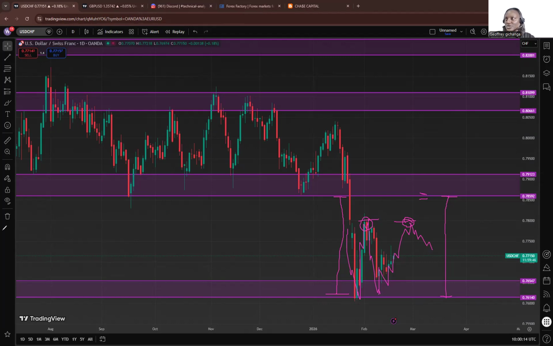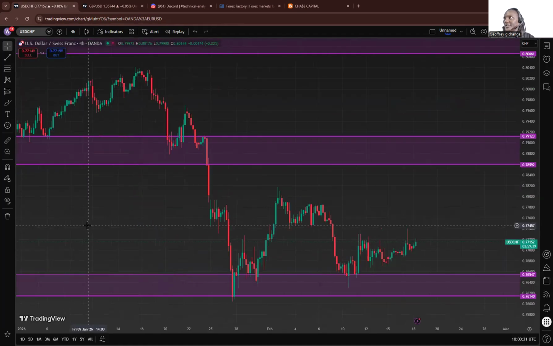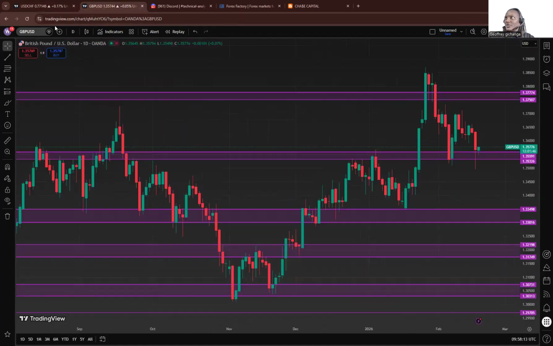Now, these on the daily, I've also talked about how the outlook looks on the 4 hour time frame. So let's have a look at USD CAD and see what it is we are anticipating for that.